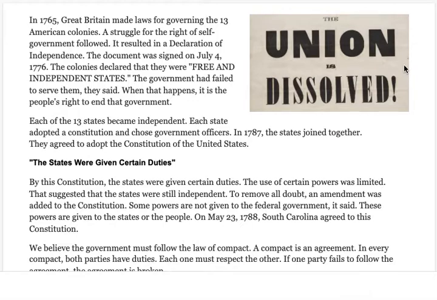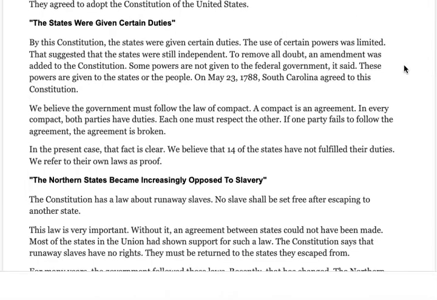Each of the 13 states became independent. Each state adopted a constitution and chose government officers. In 1787, the states joined together. They agreed to adopt the Constitution of the United States. By this Constitution, the states were given certain duties, or rights. The use of certain powers were limited. That suggested that the states were still independent.